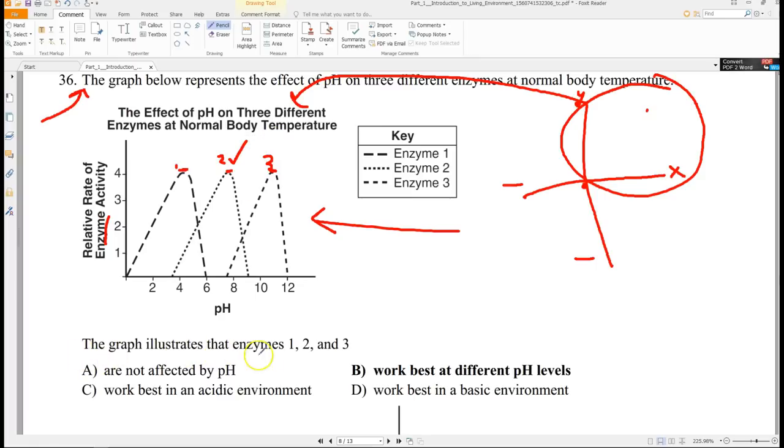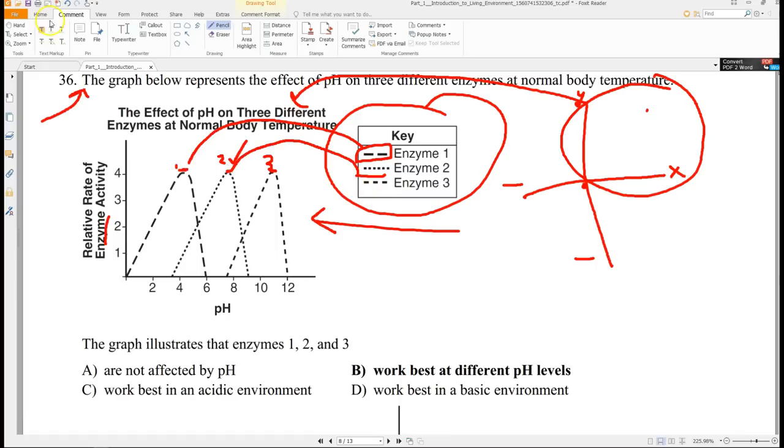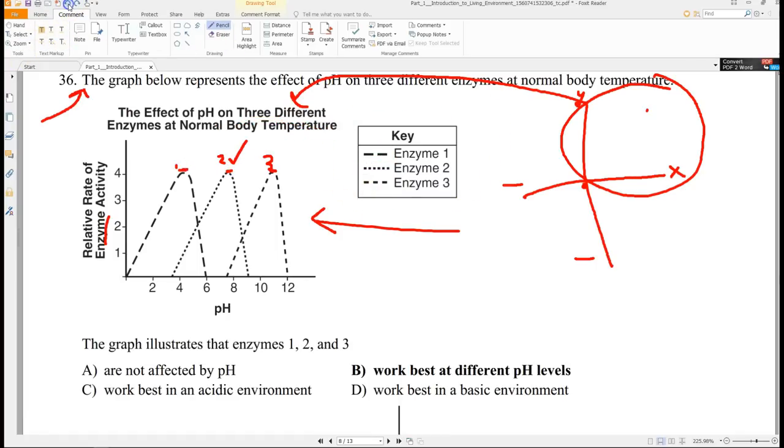The graph illustrates that enzymes 1, 2, and 3, and here you have a key that tells you by its patterns, let me clean this up a little bit for you.